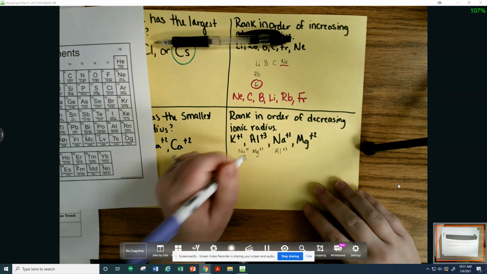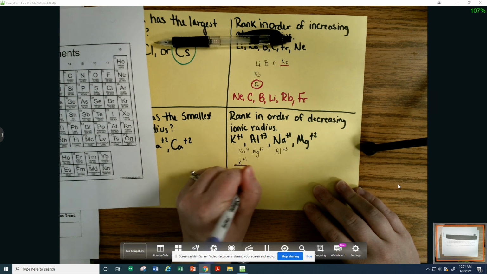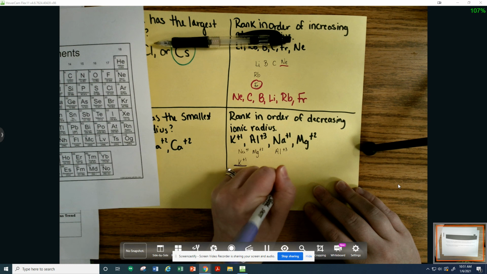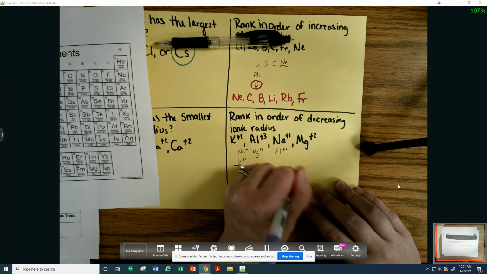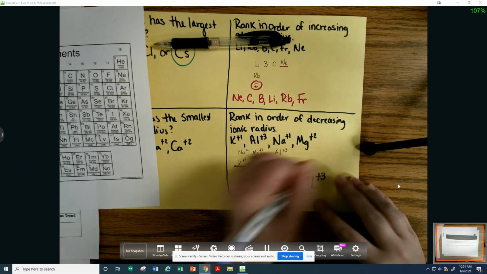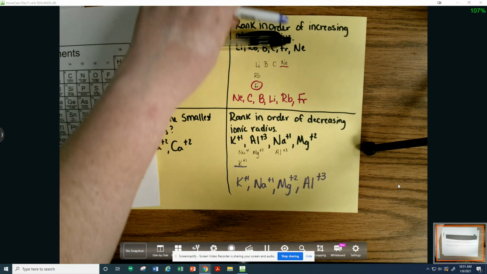We need to start with our largest atom first because it wants decreasing, so large to small. So bottom left is going to be where I need to start. So potassium is going to be the largest, followed by sodium, magnesium, and that puts aluminum as having the smallest size compared to the other 3 given in this group.